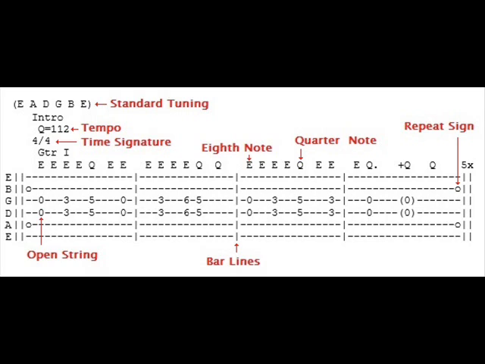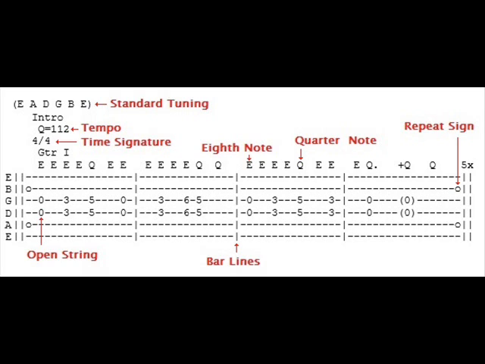In this example tab of Smoke on the Water by Deep Purple, dashed lines are used to indicate the different strings of the guitar. Notice that if you are right-handed and lay your guitar on your lap, the tab chart perfectly mirrors the guitar. In standard tuning, E, B, G, D, A, and E are used along the left side of the tab. In most basic tabs, tempo, time signature, bar lines, and repeat signs are clearly indicated.